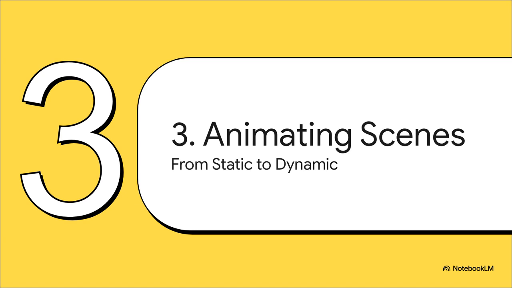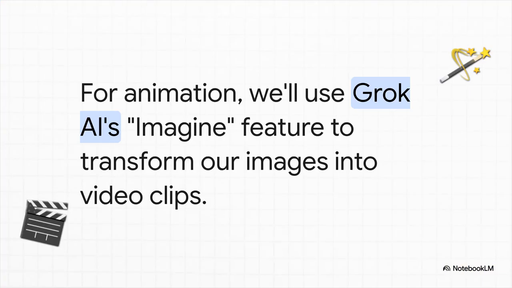And now for what is probably the most exciting part, bringing our static images to life. This is where the magic really happens, turning those still pictures into actual moving scenes. For this, we'll be using a tool called Grok AI. Specifically, we're going to use its Imagine feature, which is designed to turn images into short video clips.